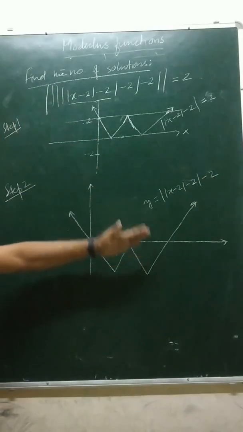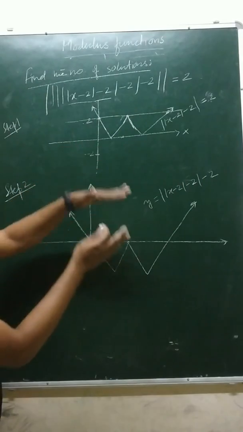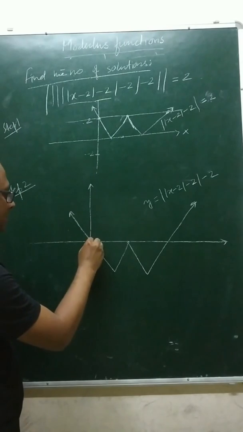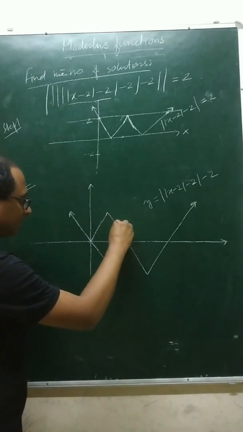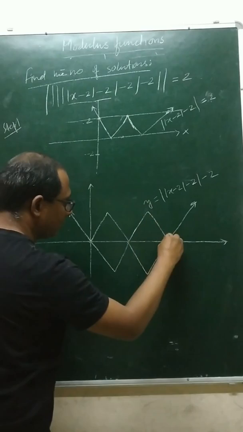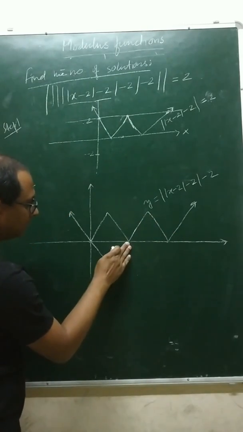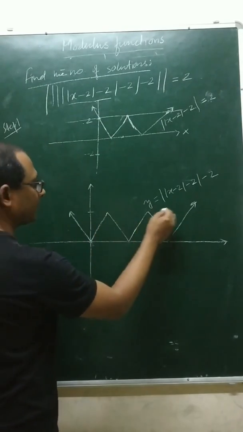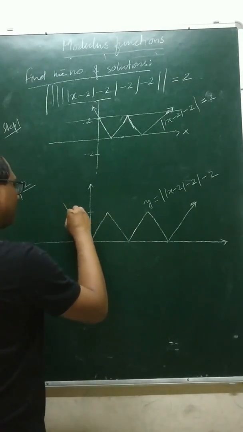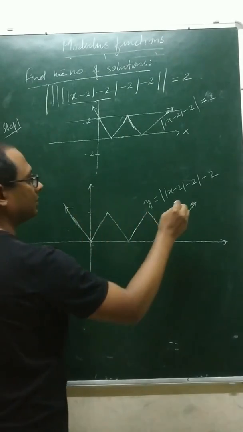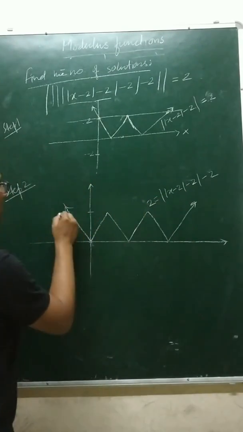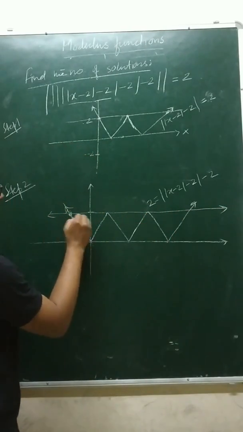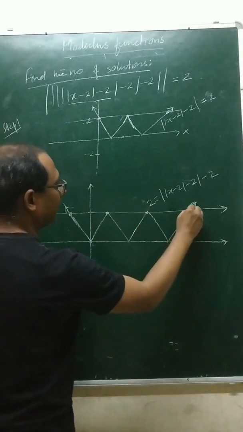Now we have to insert one modulus. The moment I insert one modulus, what will happen? This negative part of the graph will become positive. Just take the reflection and discard the negative part. All these values are 2. Now if I go back to the question, equal to 2, so y equal to 2 will look something like this. How many solutions are we getting? 1, 2, 3 and 4.